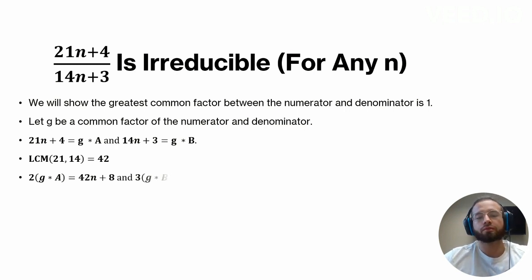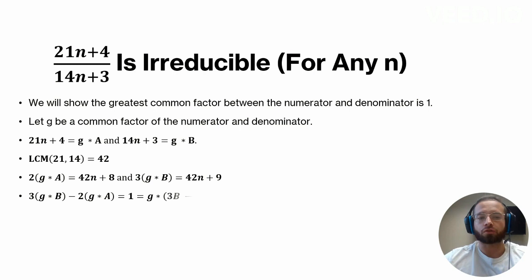So we can rewrite 42 as 21 times 2, and 42 as 14 times 3. So we're going to multiply g times a by 2 and g times b by 3. The reason why is we have identical coefficients on n with the value of 42. So we can subtract those expressions so that the n's will vanish.